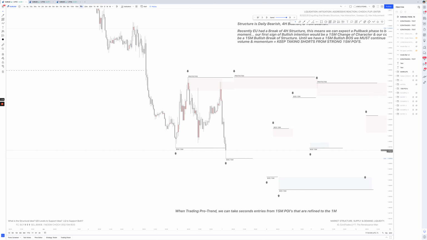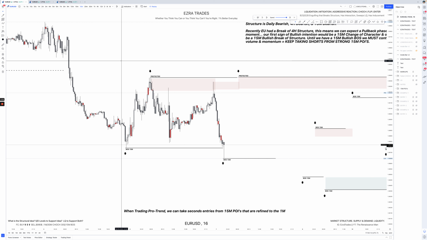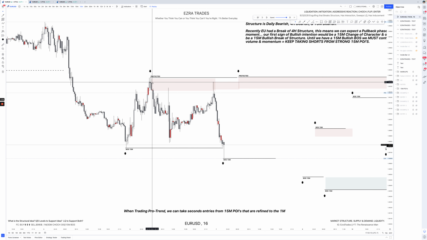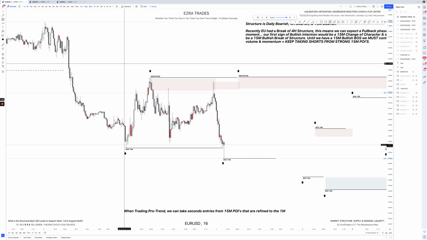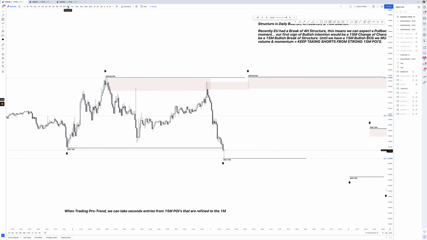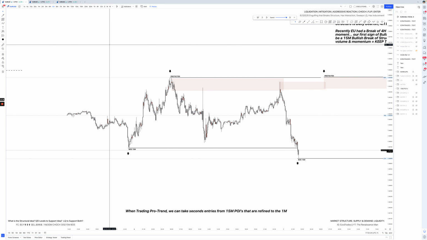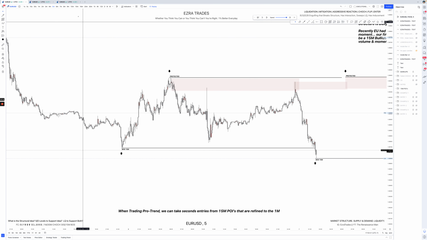I mean, the idea here is you're trying to find the cleanest looking point of interest, right? And so we can do this a couple different ways. We can constantly refine this on the higher time frame, or we can go down to the lower time frame. And one thing that I like to do is usually I'll go from the 15-minute and I'll drop down till I can find something that's a little bit more clean. But what I'm really trying to find here is what's the point of interest?